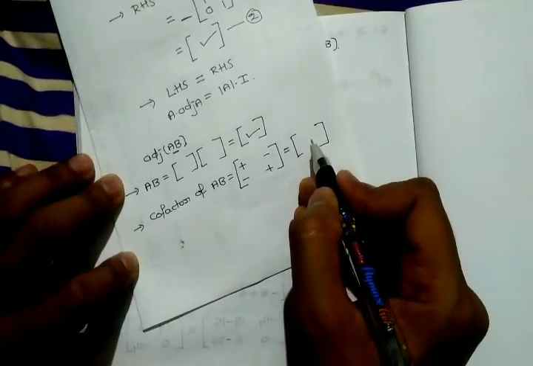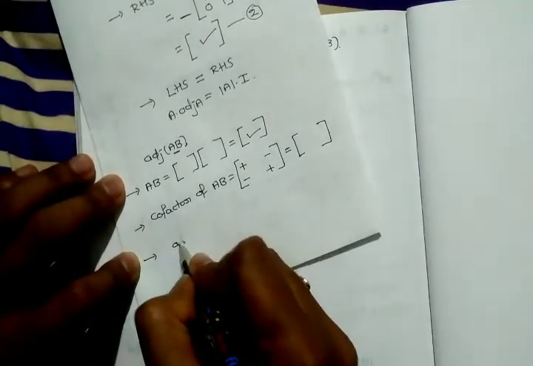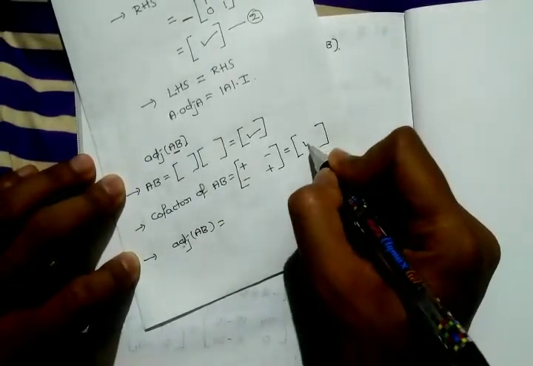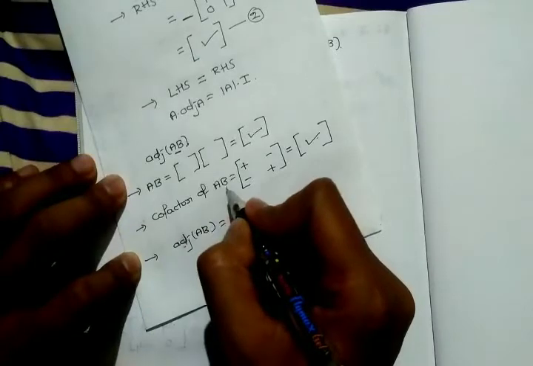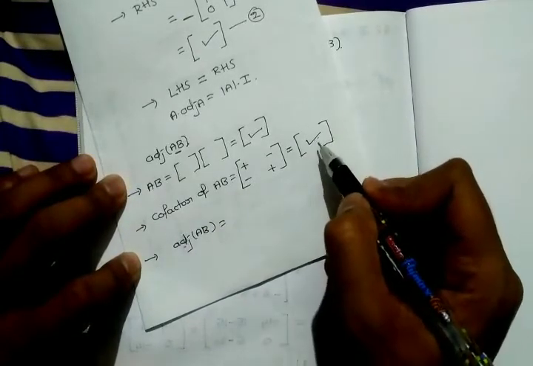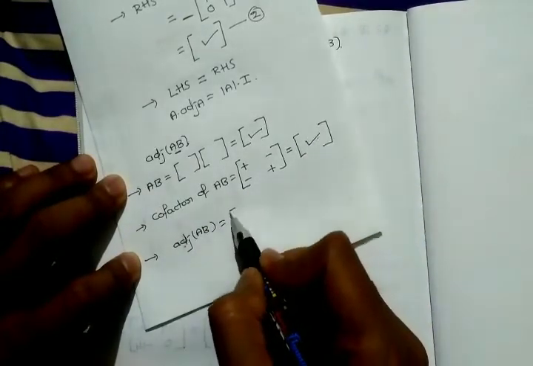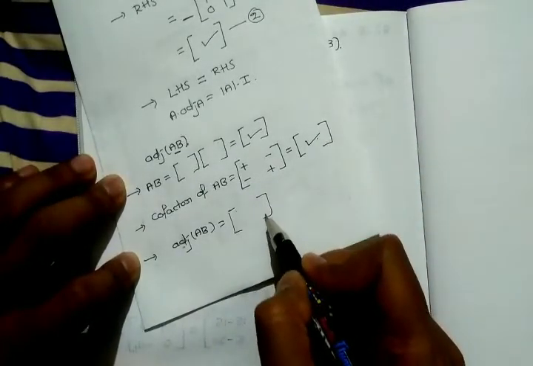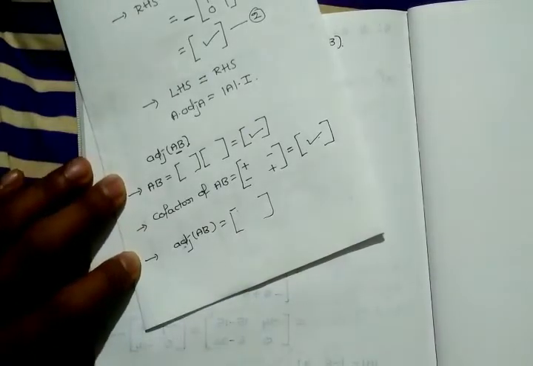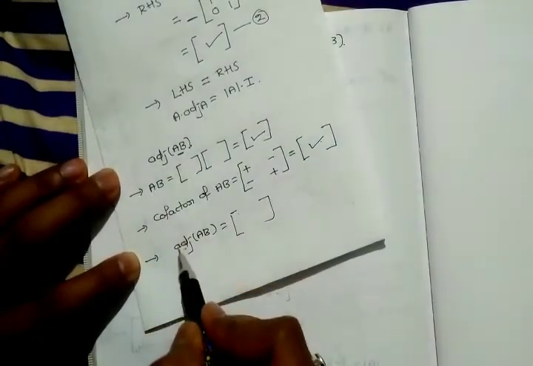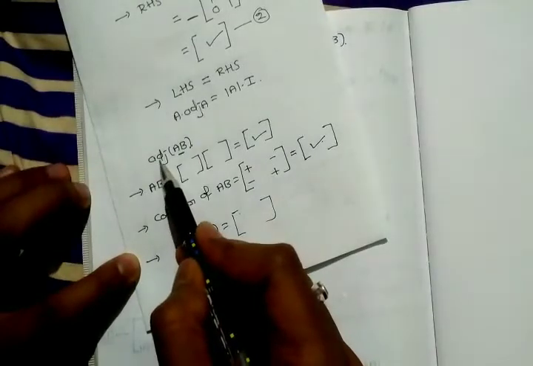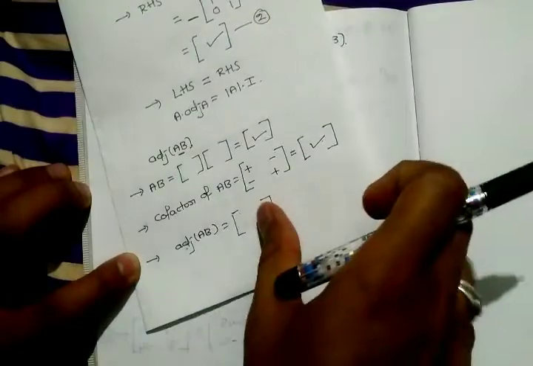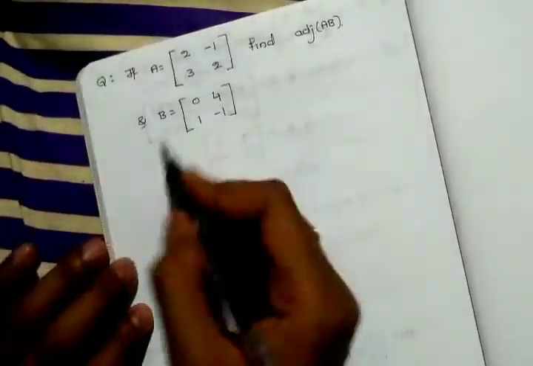Once you get this cofactor of AB, last step what to find? You have to find out adjoint of AB by taking the transpose of cofactor of AB. Once you take the transpose of cofactor of AB, note down here first row as first column, second row as second column, you will get which value? Adjoint of AB. So these three steps you need to follow whenever you are finding adjoint of A into B. So let us find the solution.